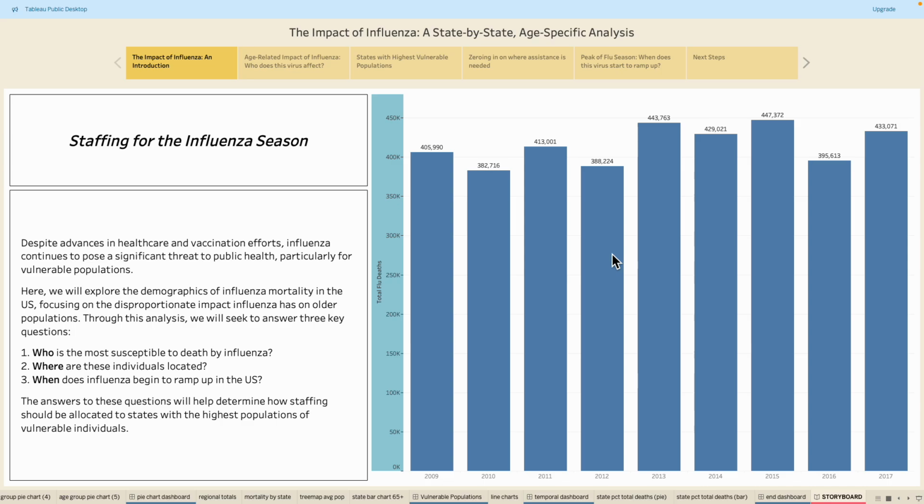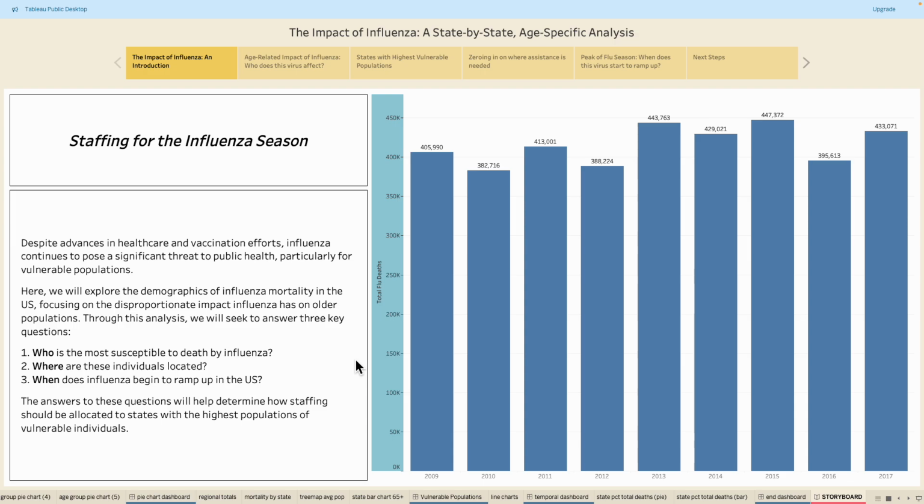Good morning. So today we're going to discuss how we should allocate our available staff to hospitals and clinics around the country in preparation for influenza season. We're going to explore the demographics of influenza mortality from a couple of different standpoints, and we're going to try to answer three main questions with our analysis.